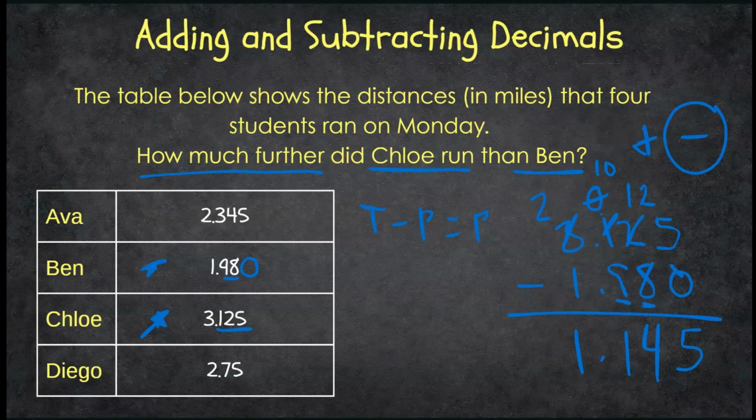Now just quickly checking my answer, if I add 5 plus 0 is 5, so that checks. 4 plus 8 is 12, that checks. 1 plus 9 is 10, that checks. And then finally 1 plus 1 is 2, that checks out. So always make sure you're checking your answer before you go on to the next question.